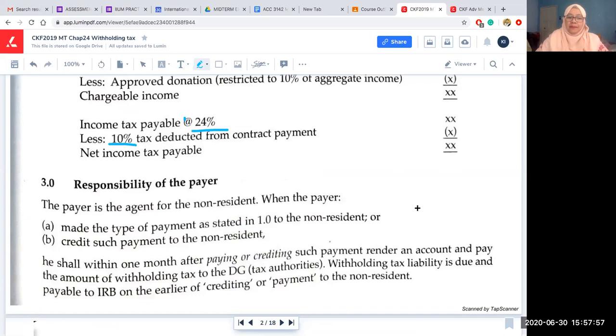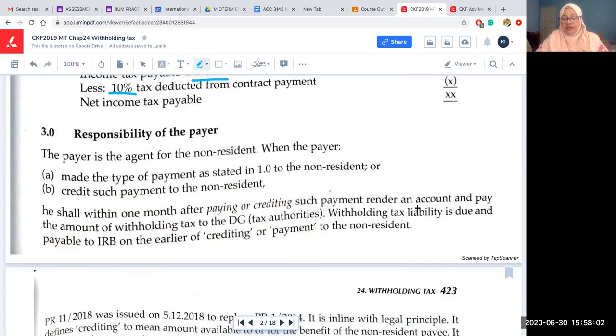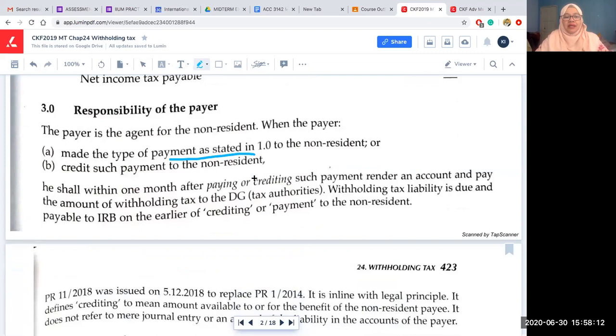Another thing is the responsibility of the payer, which I mentioned earlier, when making payment to the non-resident. When making payment to a non-resident, remember that you have to withhold tax. When the payer makes the payment or credits such payment to the non-resident, he shall, within 1 month, remit the tax. It is not 30 days, it is 1 month after paying or crediting. So the wording is paying or crediting. It means that sometimes you only have the credit in your accounts, but the cash is not yet paid.